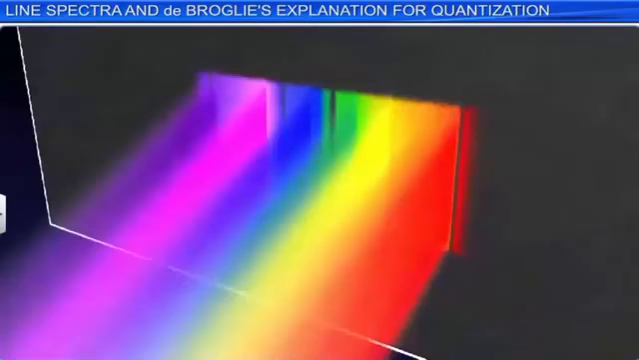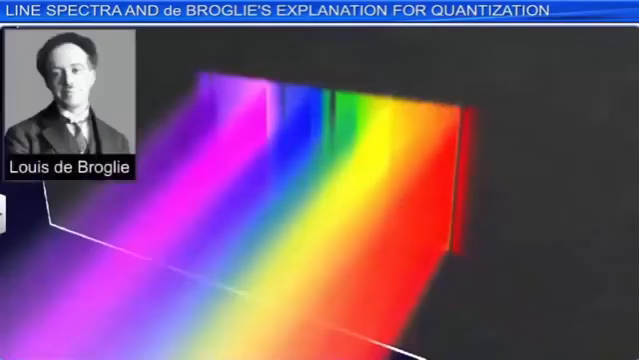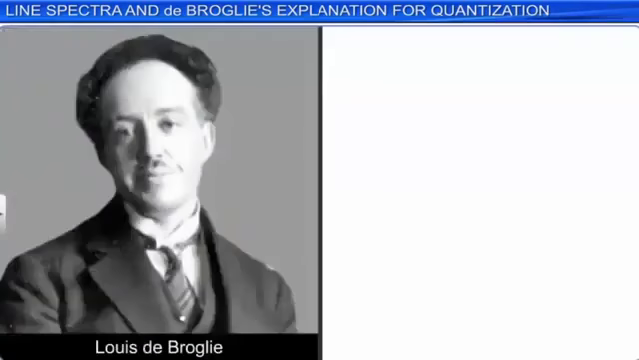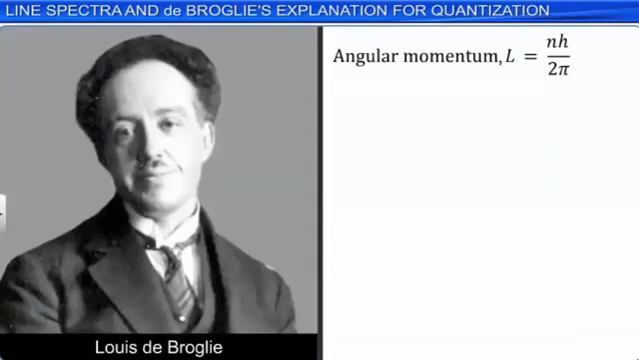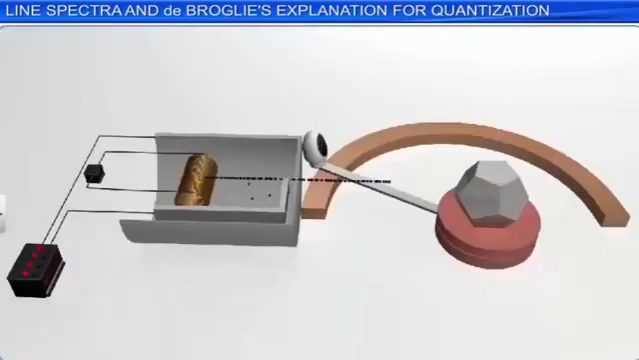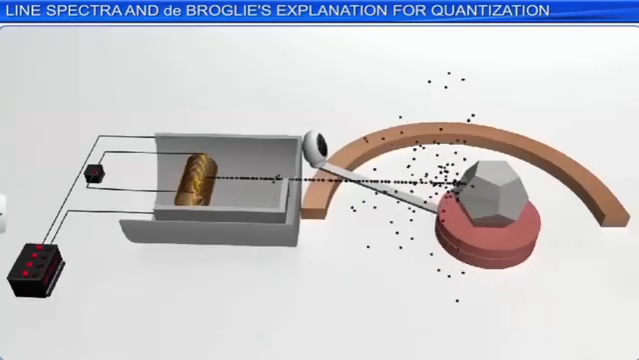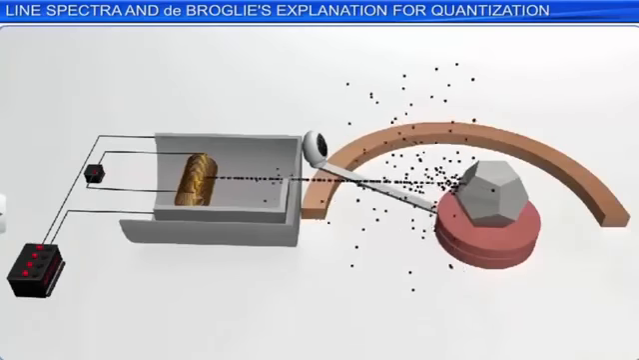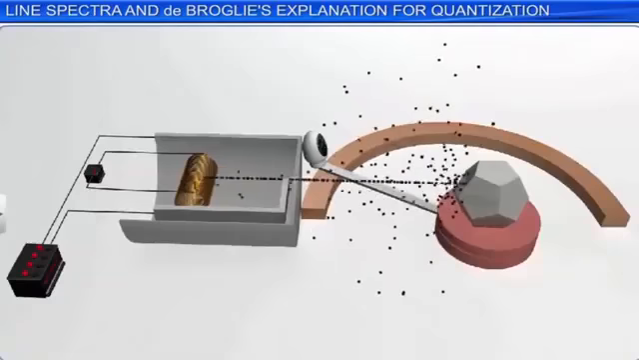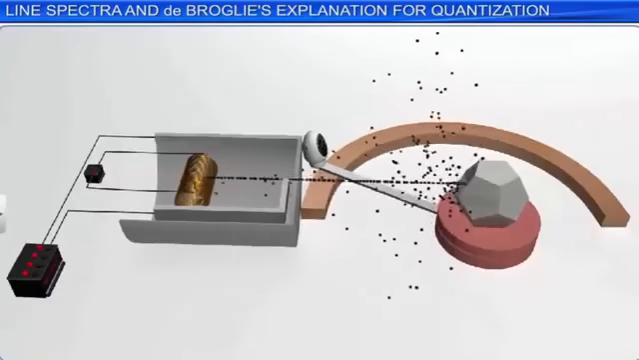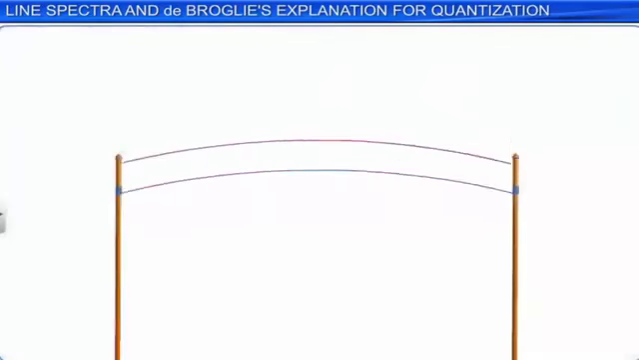But Bohr's second postulate was a puzzle for 10 years, till Louis de Broglie explained it in 1923. Until then, no one could explain why the angular momentum should be an integral multiple of h by 2π. We have learned from Davisson-Germer's experiment that material particles like electrons, protons, neutrons, etc. possess a wave nature, which was actually proposed by de Broglie.